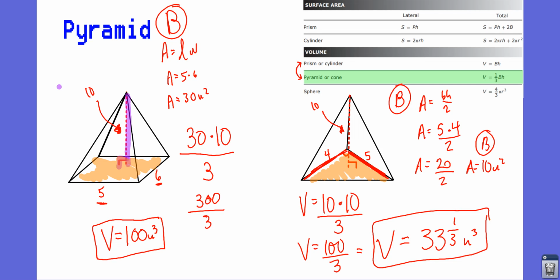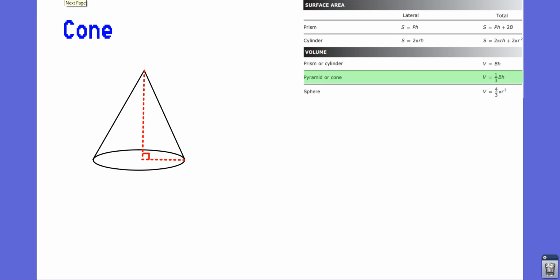I would say that the triangular pyramids are the most tricky, but it's just really knowing the area of the base and just following the steps. Next would be the volume of a cone. It is the same exact process as the cylinder.